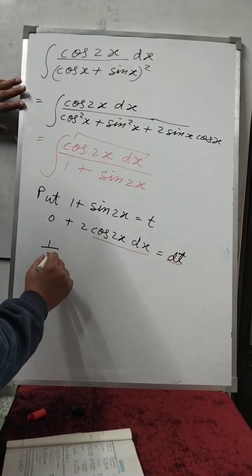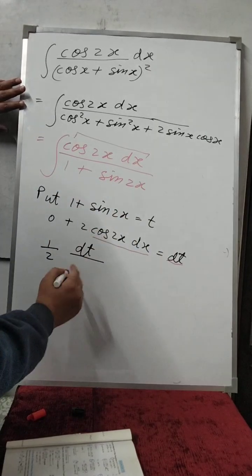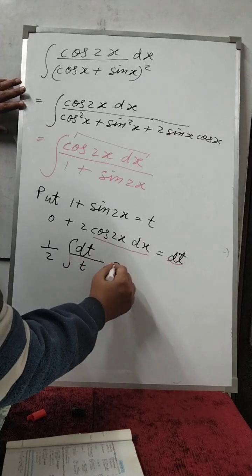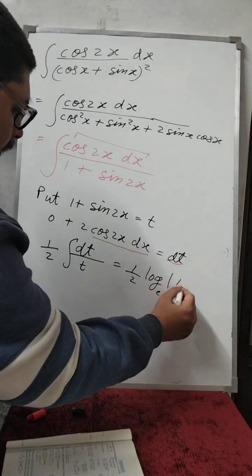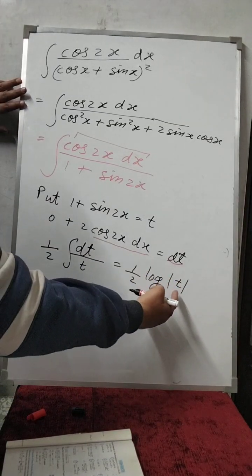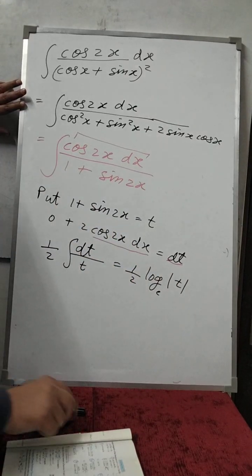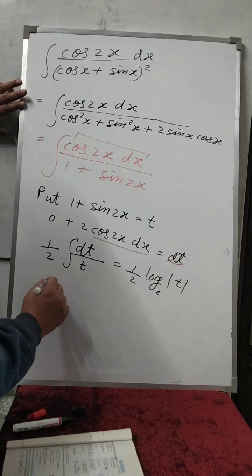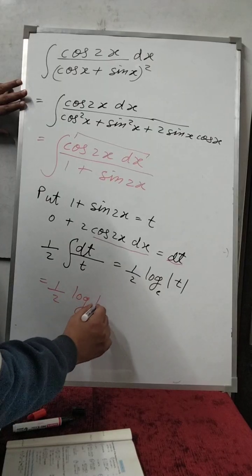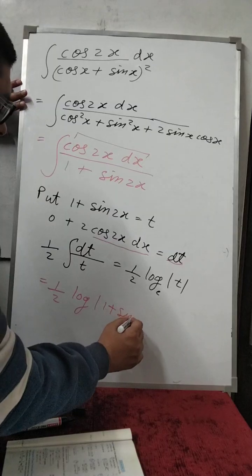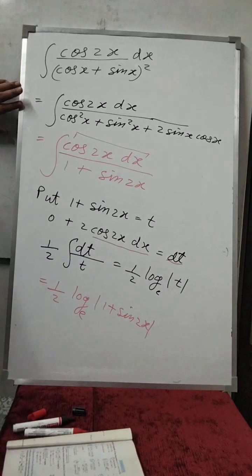So it will be half of dt divided by 1 plus sin 2x. 1 plus sin 2x is t. Okay guys, so it will be half of log of mod of t. What was t? T was 1 plus sin 2x, plus constant of integration in indefinite integration. So my final answer will be half of log of mod of 1 plus sin 2x to the base e plus constant of integration.